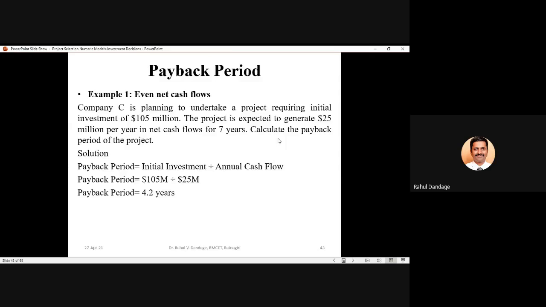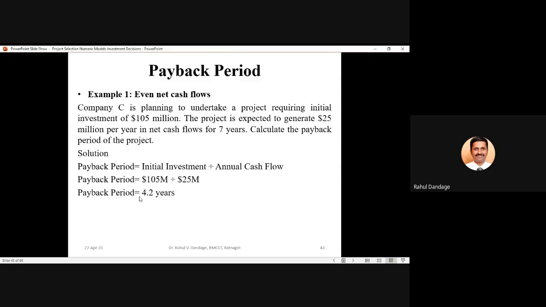So you are investing $105 million and you will be getting $25 million per year as the net cash flow. Since we are not taking into account the time value of money, we simply divide the initial investment by the annual even cash flow. So $105 million divided by $25 million gives a payback period of 4.2 years.